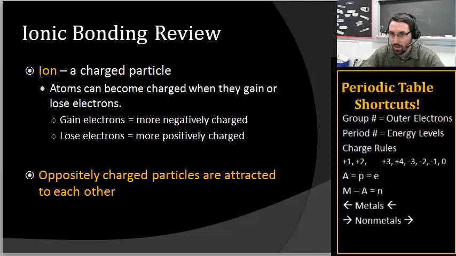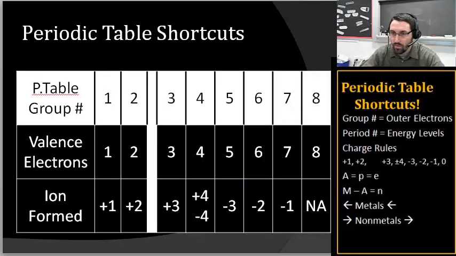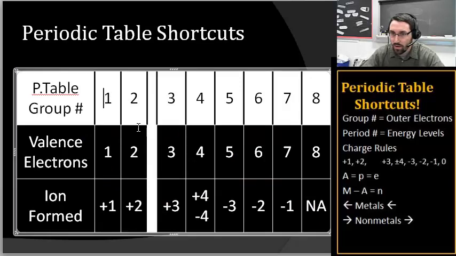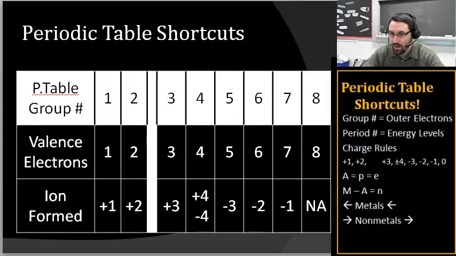Ions don't have to be one element either. You can have multiple atoms stuck together to form an ion if it has a charge on one end. Here's more of our shortcuts. Elements in group 1 are going to have one valence electron and a +1 ion. There's a little gap here which represents the transition metals on your periodic table. There's a gap between group 2 and group 3. That's just shown here so that way you can see that.